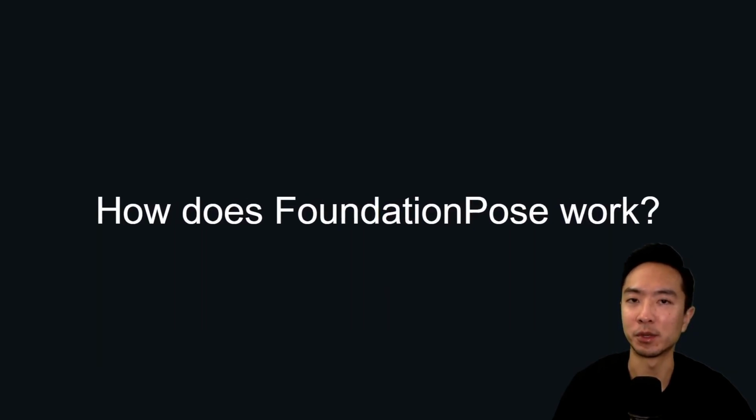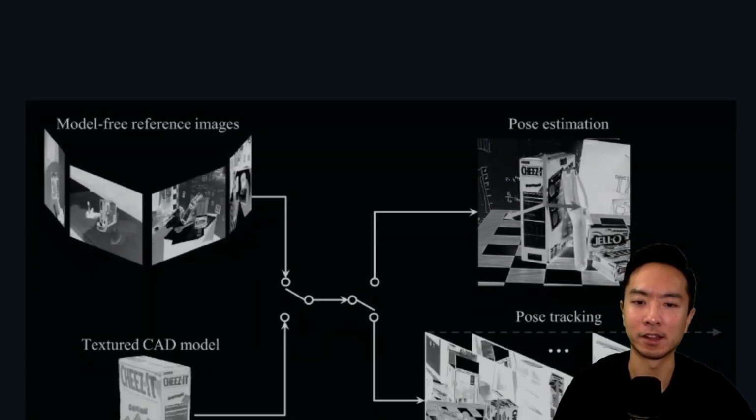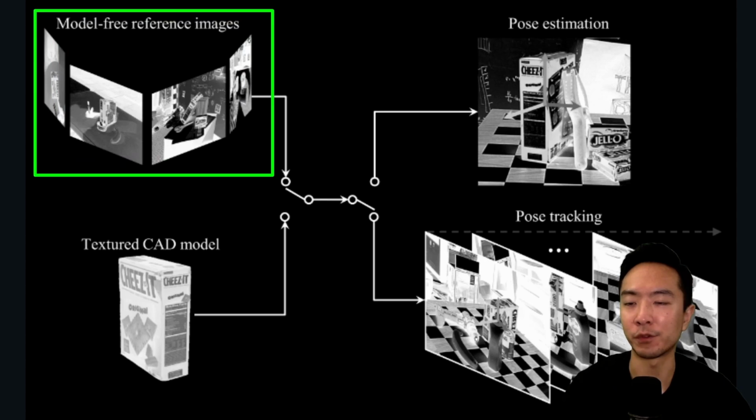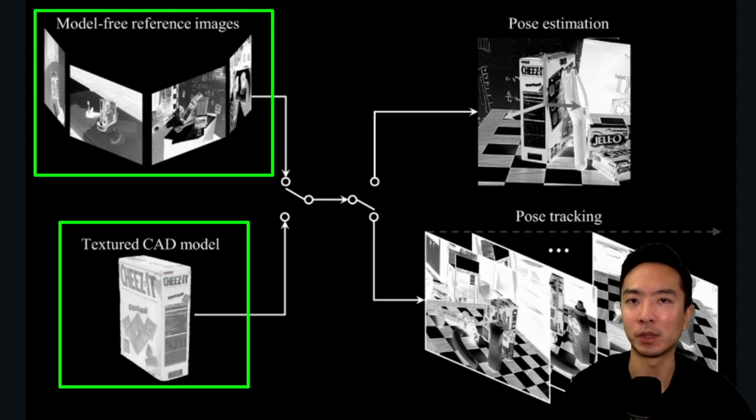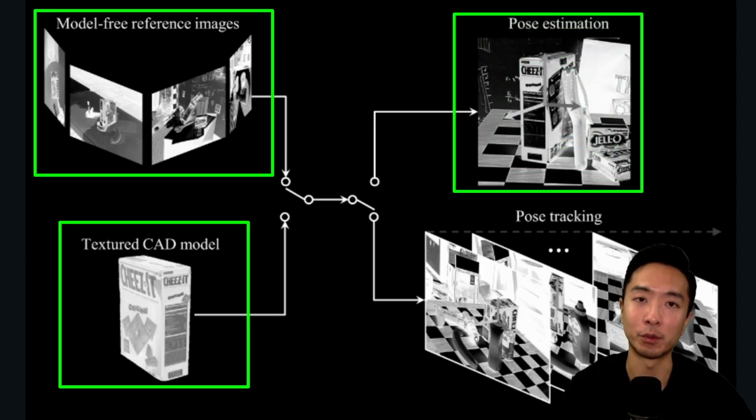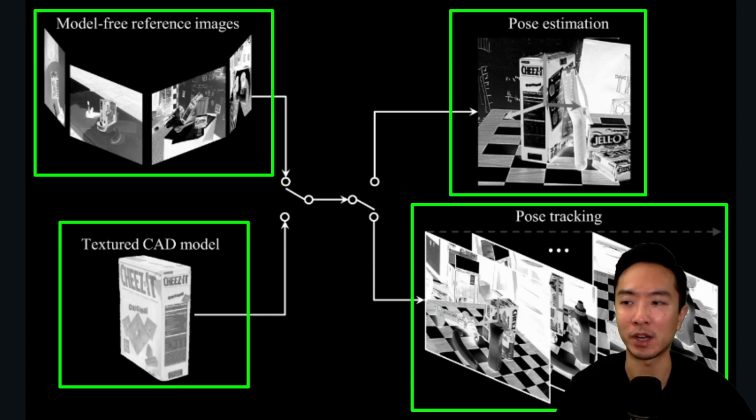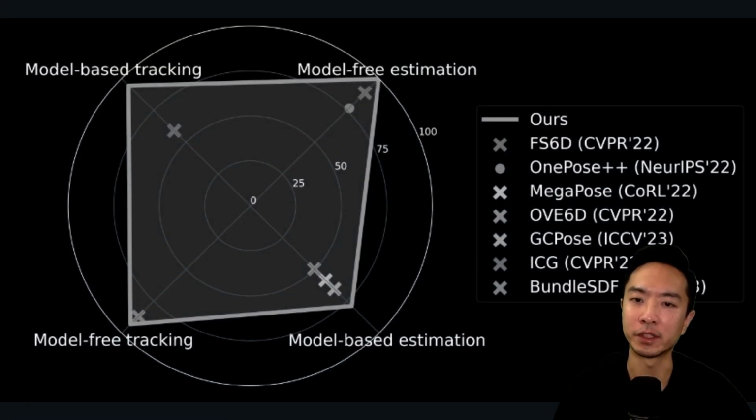So how does FoundationPose work? If we take a look at the architecture here, you can see that the general flow of the data is on the left. We have the model-free reference images, and then on the bottom, we have the textured CAD model. So the idea is we could switch between the two depending on which input we want. And then on the right, the output is we could either get the pose estimation or we could get the pose tracking.